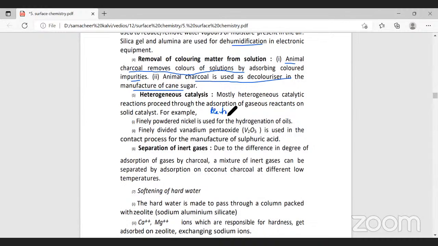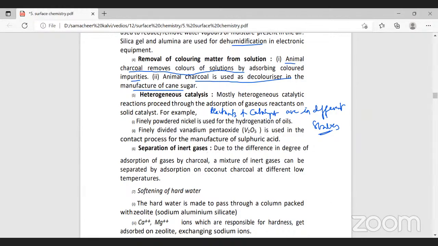When the reactants and catalyst are in different phases or different states, then we call it heterogeneous catalysis.